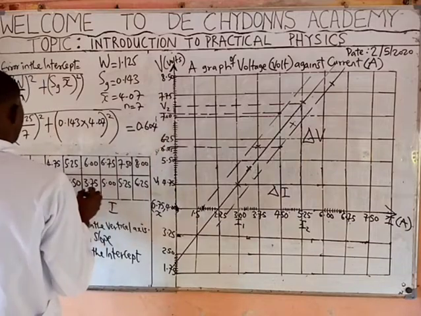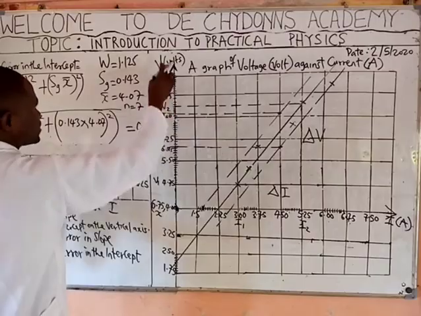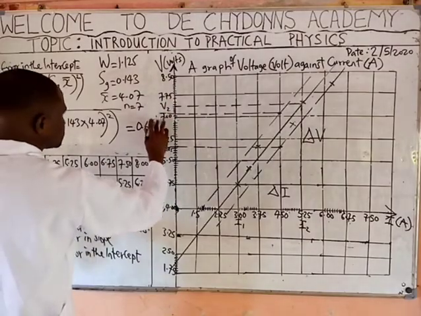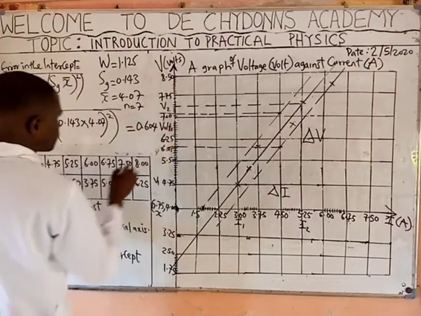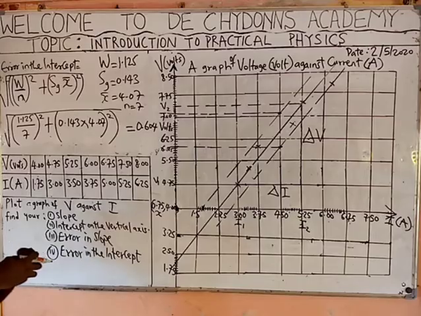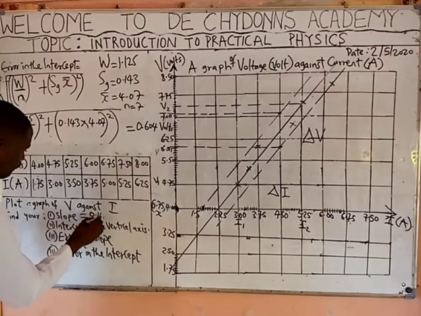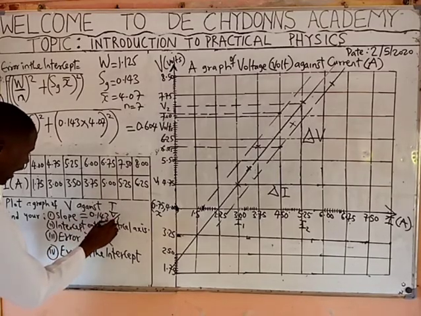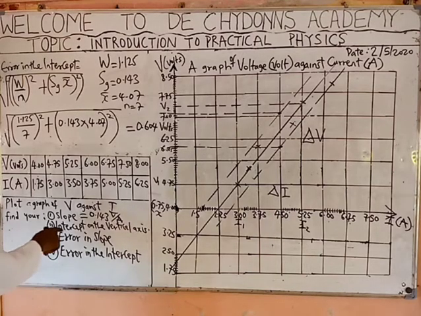0.604. Then what is the unit of error in the intercept? What is the unit of your intercept? You say volts. So from this, we have succeeded in getting the value for our slope. Value for our slope gave us 0.143 volt per ampere.